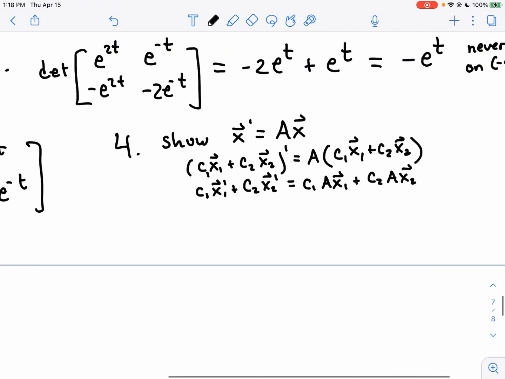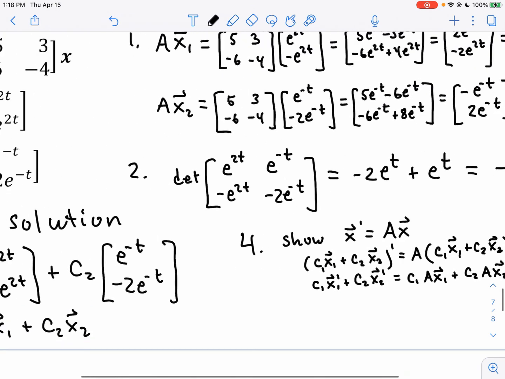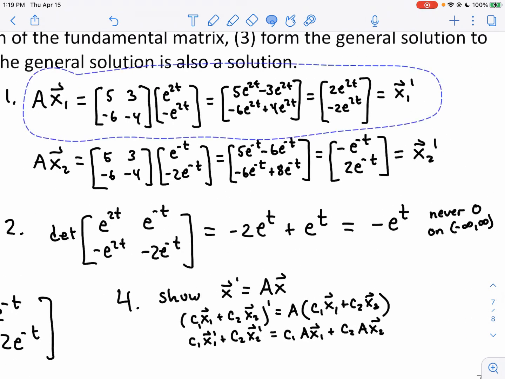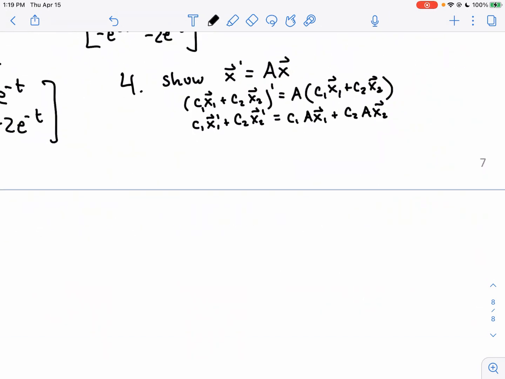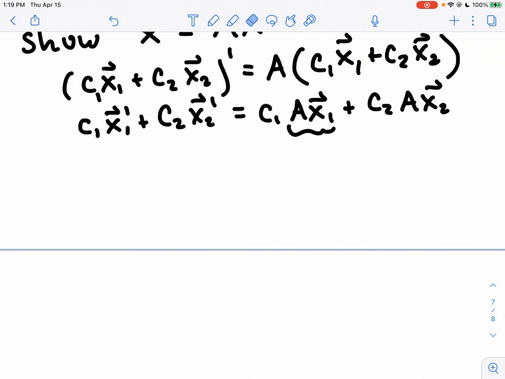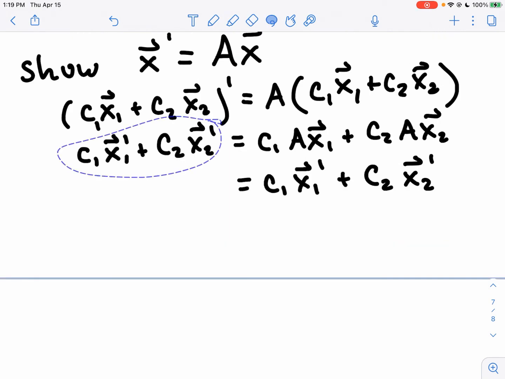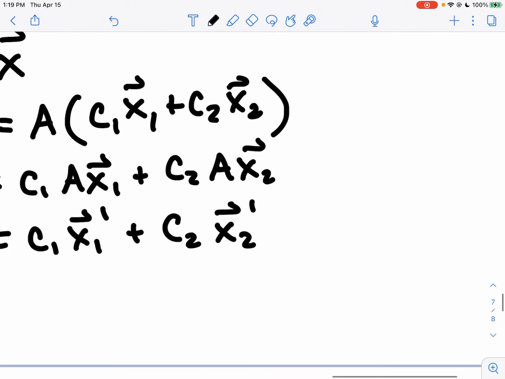Now because x1 and x2 are separately solutions to the system, if I plug in x1 here, multiply it by A, then I get x1 prime. That's exactly what we just verified right up here, that A times x1 vector is x1 vector prime. So I can use that to change this to x1 vector prime. And I can do the same thing here. I can show that that's x2 vector prime, which I already showed above. Oops, I don't need the A there, sorry. And that shows that the two sides are the same. So that's all we really have to do.